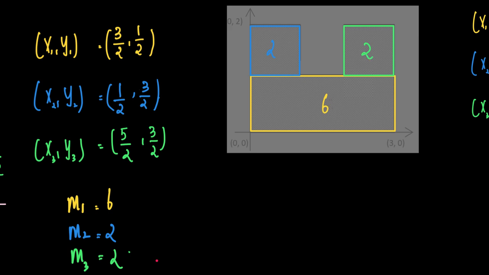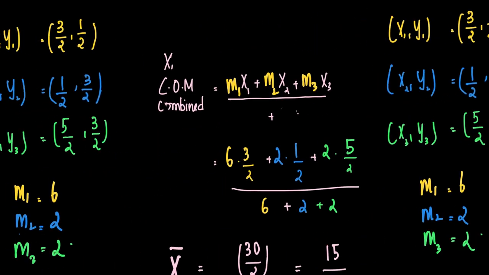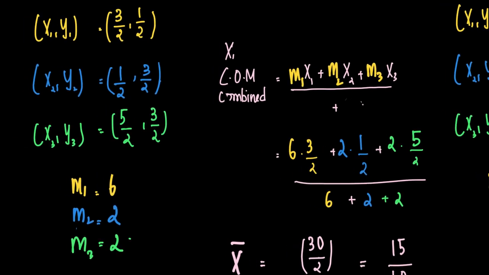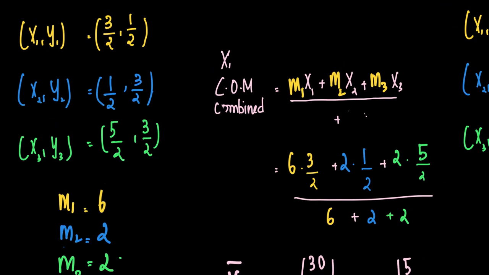Okay, so we have m1, m2, m3, x1, x2, x3 and corresponding y1, y2, and y3, which means we now have all the required inputs for calculation of the center of mass of the combined object, which is m1 x1 plus m2 x2 plus m3 x3 by, sorry, I missed this here, it should be by m1 plus m2 plus m3.